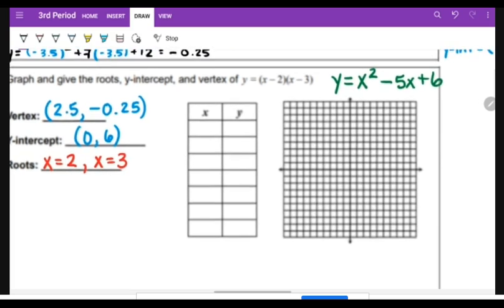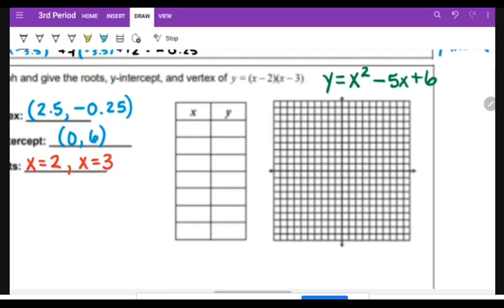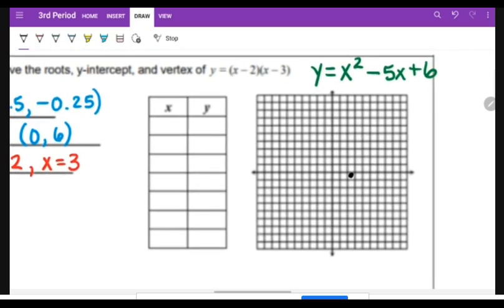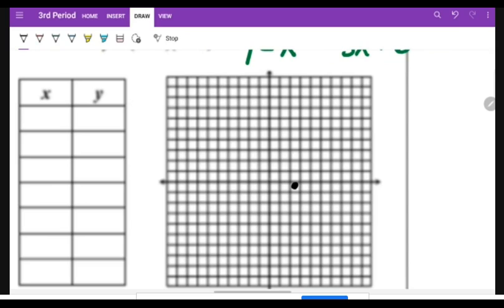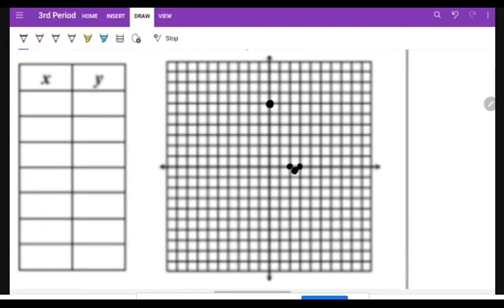Now I'm going to try to do my best to draw this. So 2.5 will be right, 2.5, and then negative 0.25 is down just a little bit. So it's about there. Then we have the y-intercept of 0, 6 and roots of 2 and 3, which are really close to that vertex. So do your best to draw these. It's not going to be super easy since they're so close together. Just try to get it as good as you can.